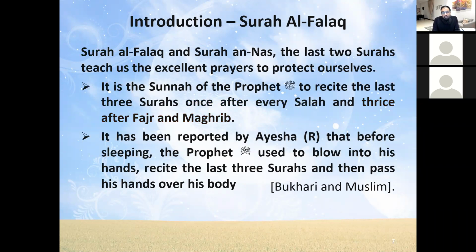It has also been reported by Aisha radhiyallahu ta'ala anha, one of the wives, Umm al-Mu'mineen, may Allah subhanahu wa ta'ala be pleased with her. She comes with some beautiful hadiths for us. One of them is that Prophet Muhammad sallallahu alaihi wasallam used to read these 3 surahs once and blow over his hands and run them through his body before going to sleep every night. This is muttafaq alayh. It's an authentic hadith from Bukhari and Muslim.